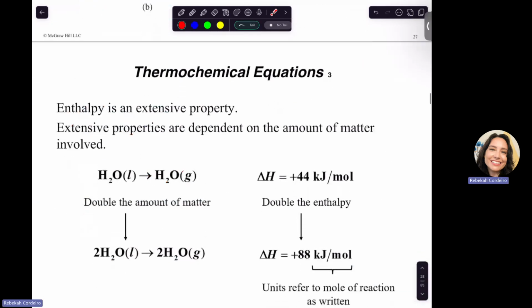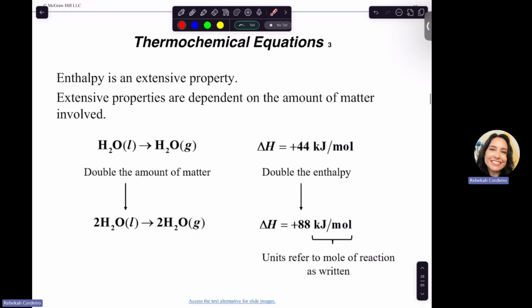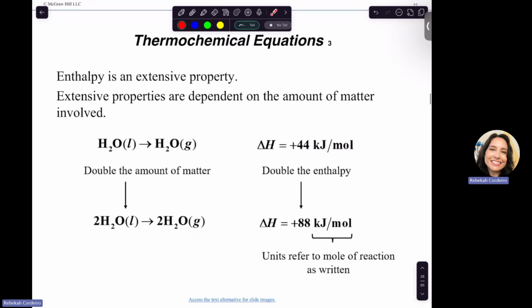So enthalpy is an extensive property. That means that it does matter how much you have. So usually we'll see enthalpy per mole. If we double the amount of matter, we double the enthalpy, right? So if I have twice the amount of water I need to melt, the energy I have to put in is going to be twice that much. In this case, we're boiling, right? Liquid to gas, or evaporating. If I have twice as much to evaporate, I'm going to have to put in twice as much energy.